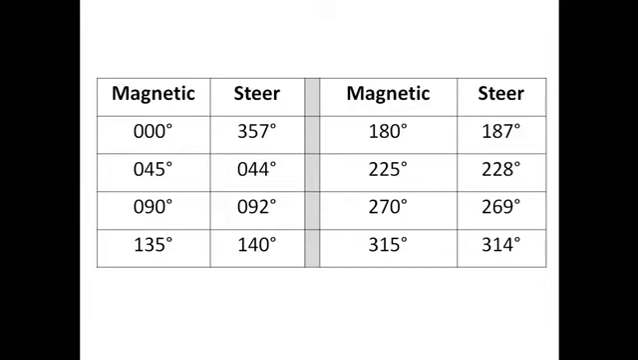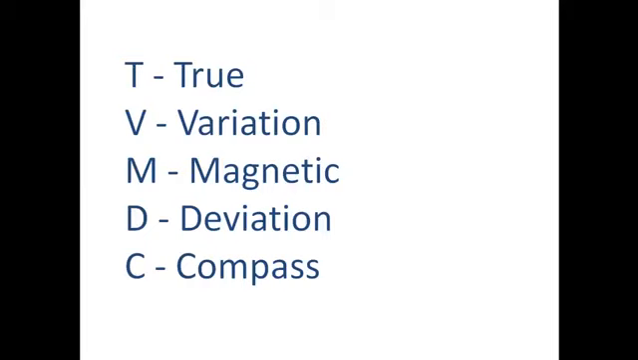So you can see on this deviation card that if you want to steer a magnetic heading of 000, the heading you would steer on your compass is 357. Similarly, if you want to steer magnetic 225, you'd steer a heading of 228 on your compass for this example deviation card. So when converting from true to magnetic, we always consider variation, and we were talking about that in the previous video. When we're converting from magnetic to compass, compass to magnetic, we're considering deviation.